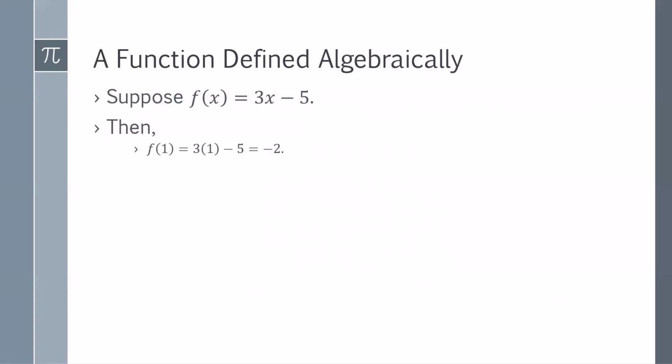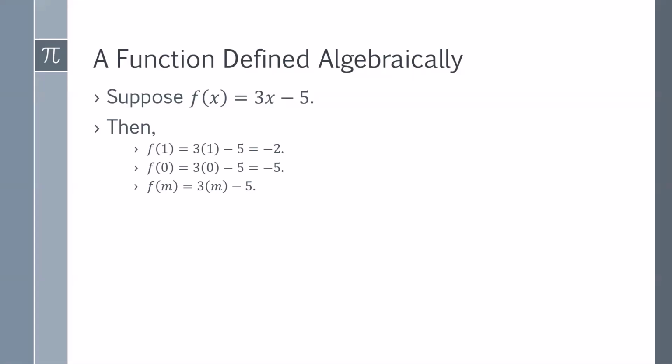Here's an example of a function defined algebraically. Suppose f of x is equal to 3x minus 5. And f of 1 is the value of the function when you replace x with 1. So you get 3 times 1 minus 5, which is 3 minus 5, or minus 2. f of 0, for example, is 3 times 0 minus 5, or negative 5.